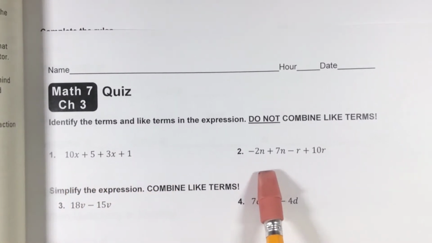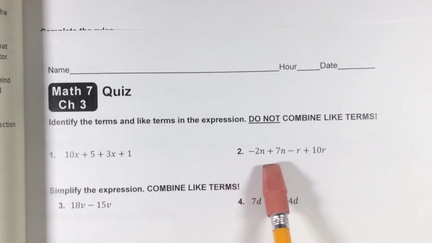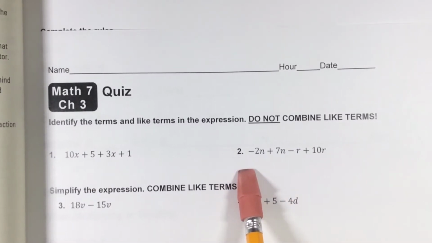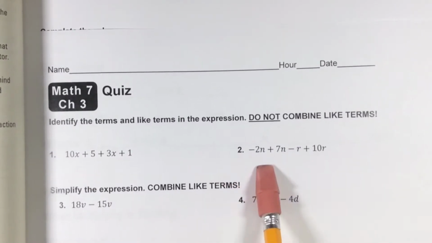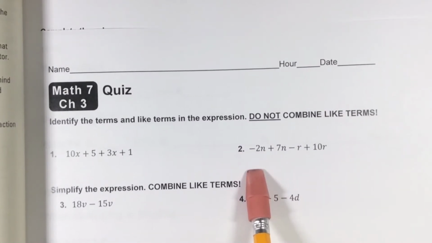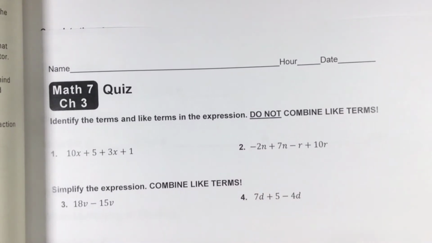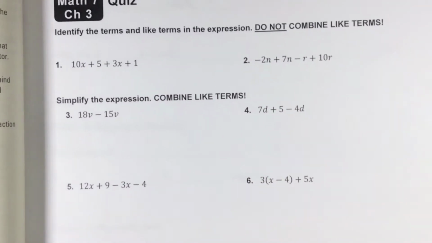Over here, make sure you're watching. There are actually still four terms. Two of the terms will be negative and two of the terms are positive here. Again, don't combine like terms on number 2 as well. For the rest, we are going to be combining like terms if we can.